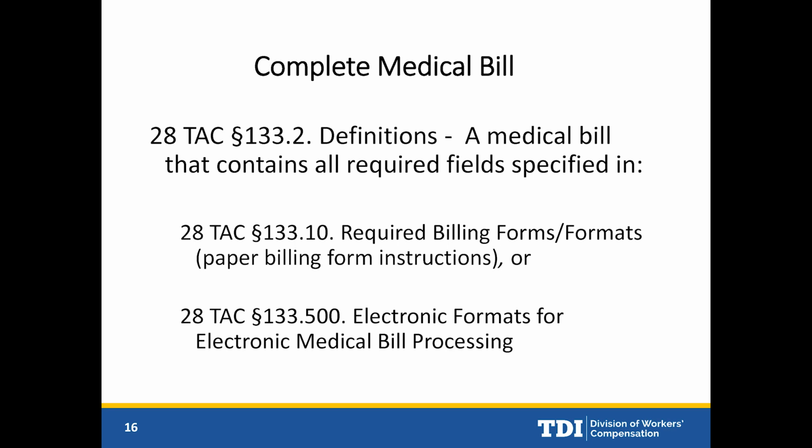133.500 relates to billing electronically. So billing electronically, you go by 133.500, which is really the rule that your clearinghouses are going to use, the people who are submitting those medical bills for you electronically. So it's a complete medical bill if it meets the requirements of 133.10 for paper billing and 133.500 for electronic billing.